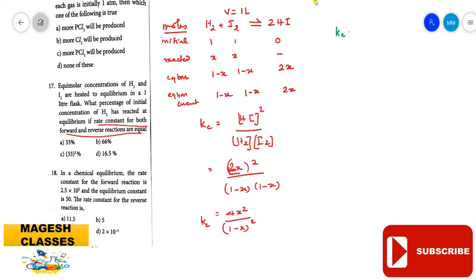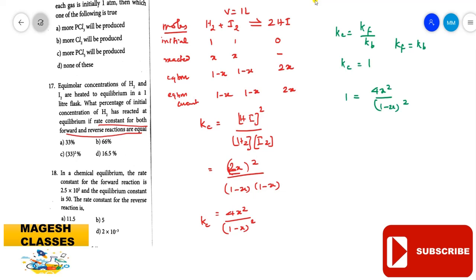Kc is equal to the rate constant of the forward reaction divided by the rate constant of the backward reaction. So Kf is equal to Kb, as given in the question. So Kc is equal to 1. By substituting the Kc value, 1 is equal to 4x squared divided by 1 minus x squared.